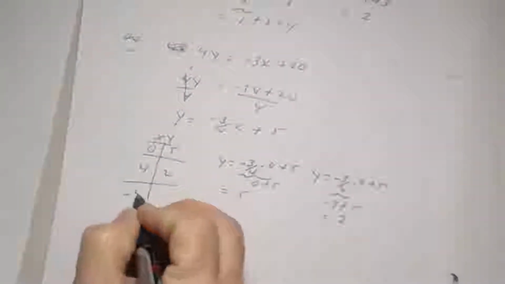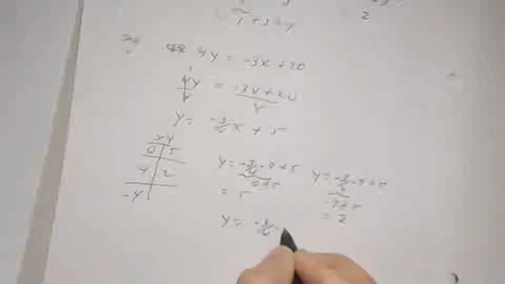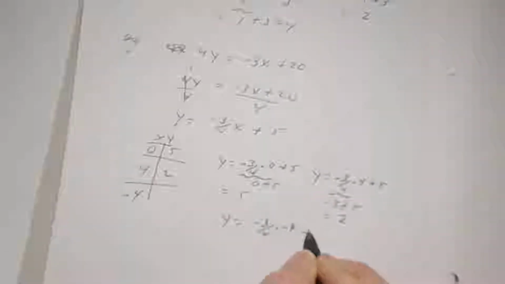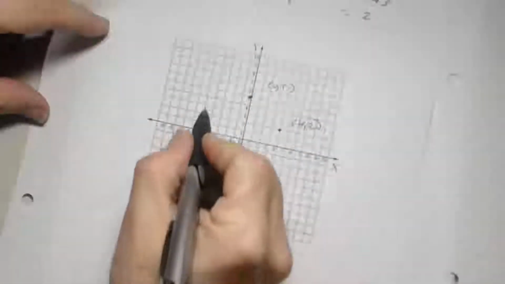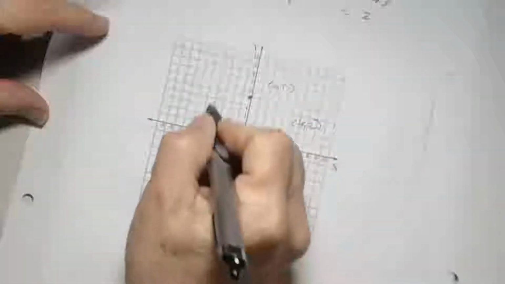So if x is negative 4, I get y equals negative 3/4 times a negative 4 plus 5, right? And remember, negative times a negative is a what? Positive. So what's a negative 3/4 times a negative 4, though? Positive 3. Good. Positive 3. And what's 3 plus 5? 8. So I plot the point negative 4, 8. And so negative 4, 8 is here.